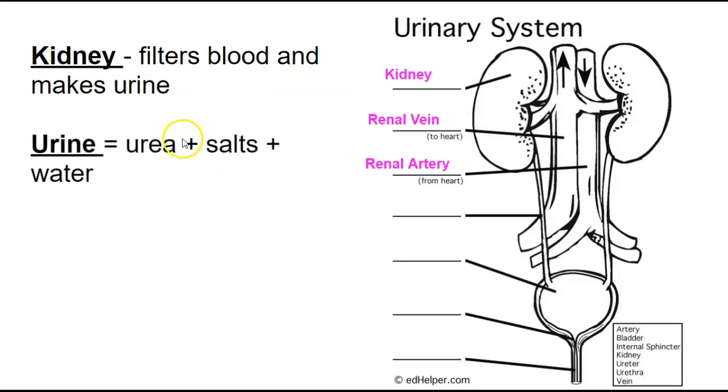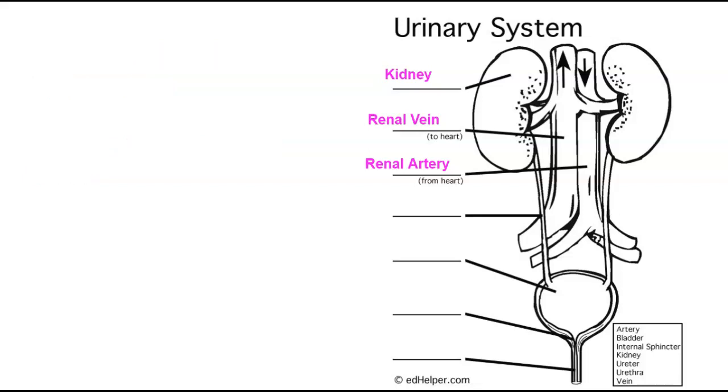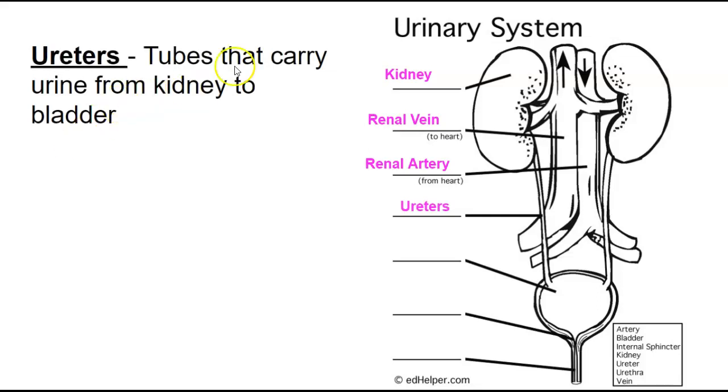So urine here is, remember that urea, okay? The urea was made from ammonia in our liver. It's also got salts, sodium, chloride, and then water. After the kidney filters it, the waste is then going to go to the bladder.